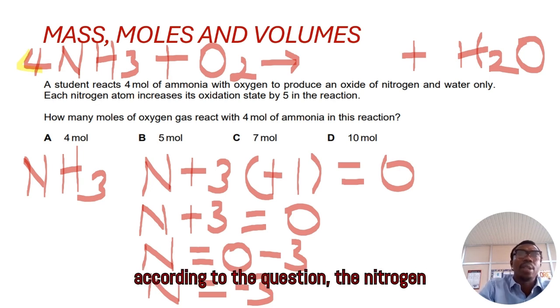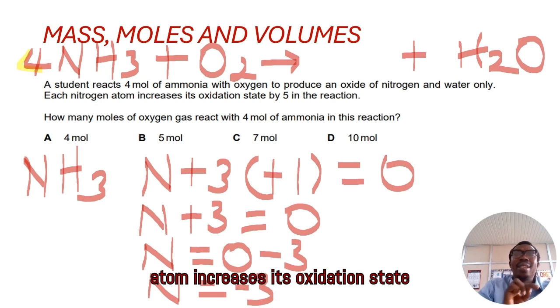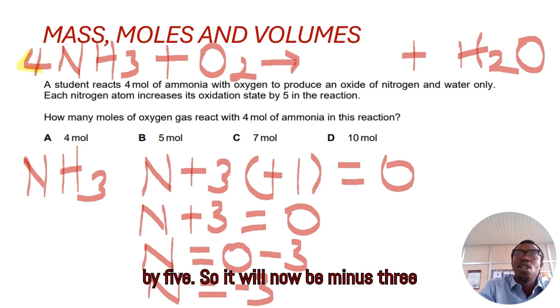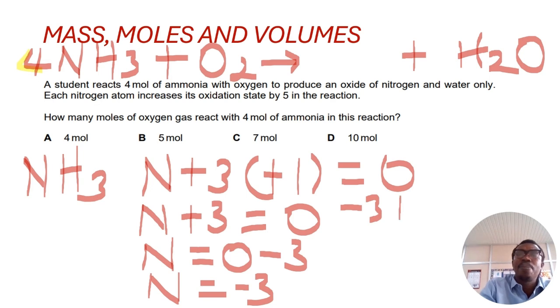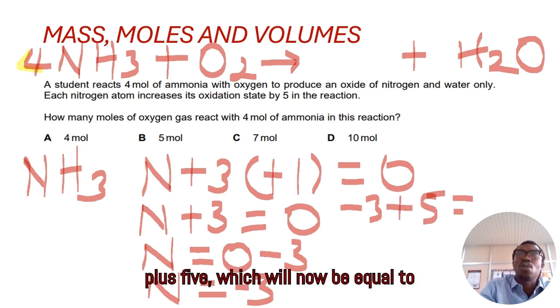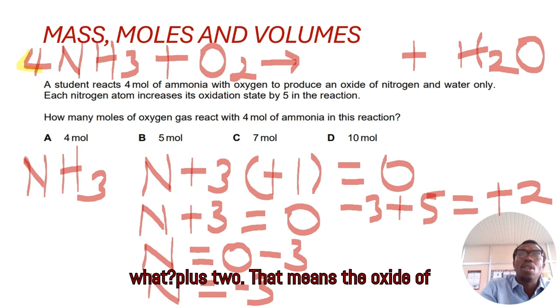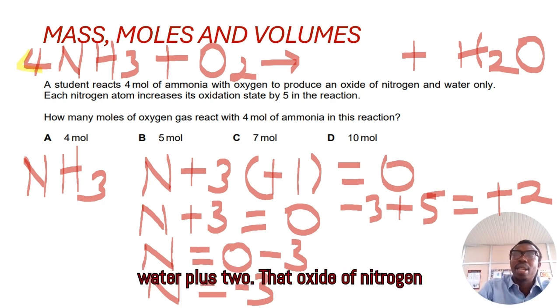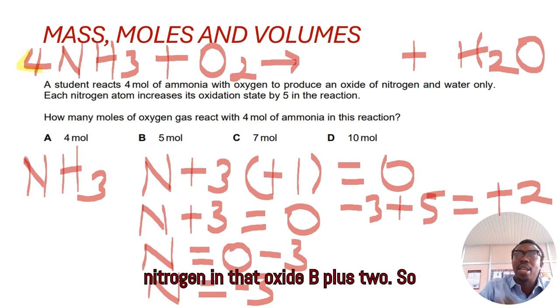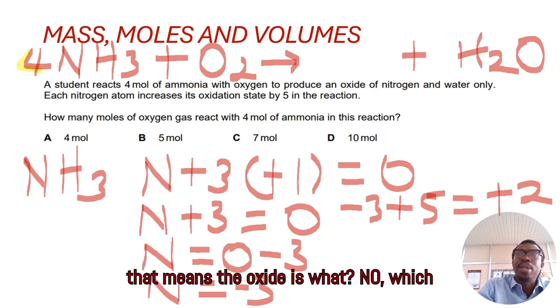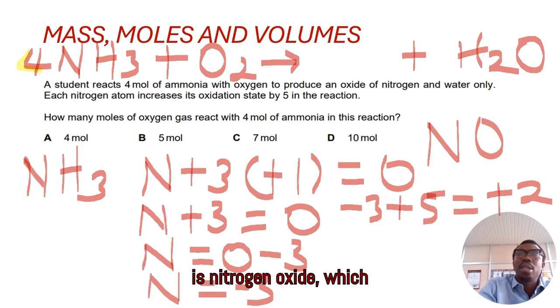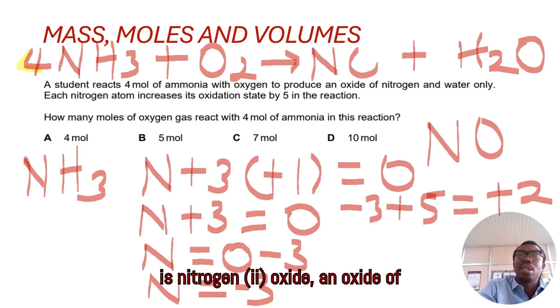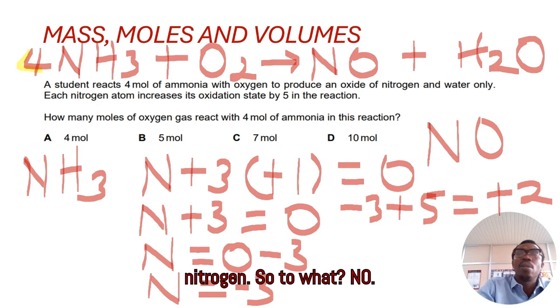And according to the question, the nitrogen atom increases its oxidation state by 5. So it will now be minus 3 plus 5, which is equal to plus 2. That means the oxide of nitrogen that is formed has nitrogen in an oxidation state of plus 2. So that means the oxide is NO, which is nitrogen(II) oxide, an oxide of nitrogen. So it will be NO.